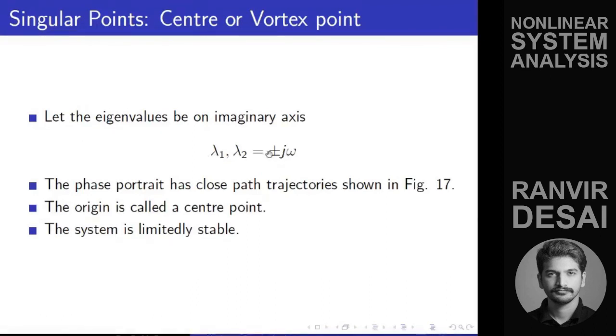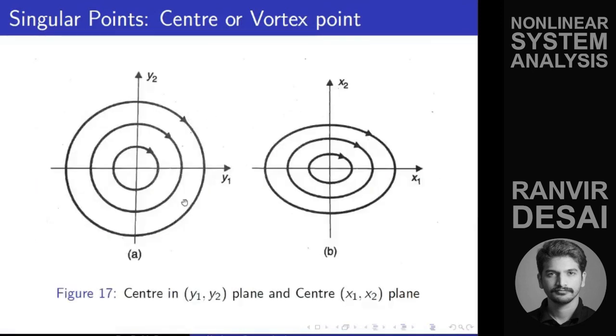Sigma is 0, so they are complex conjugates, and they will be lying on the j omega axis. So it will be, let's say, plus minus 2j omega. So they will look like this. See, the y graph will be looking like this. There will be certain points, but they will remain at that distance from the origin. If you start at this point, you will remain at that distance only, so you will remain in a circle.